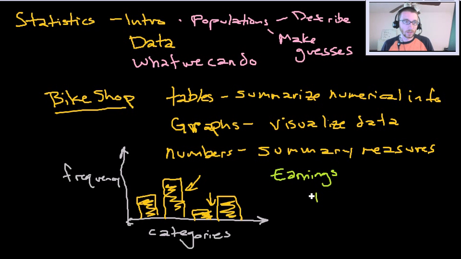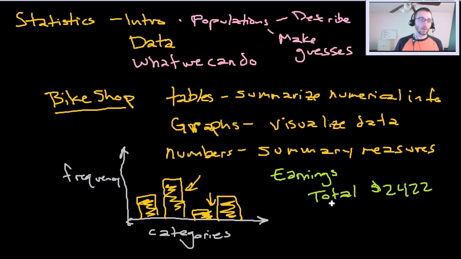The total was $2,422 from these 50 customers. Well, we could find the average expenditure, the average earnings per customer, just by looking at this. X bar equals the total, 2422, divided by 50. Right?